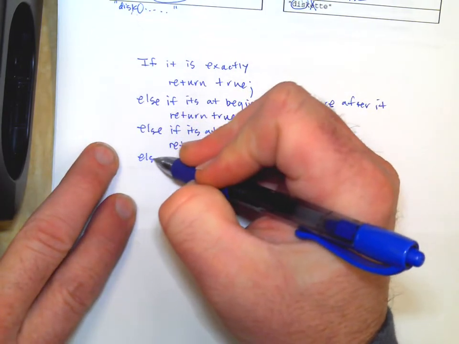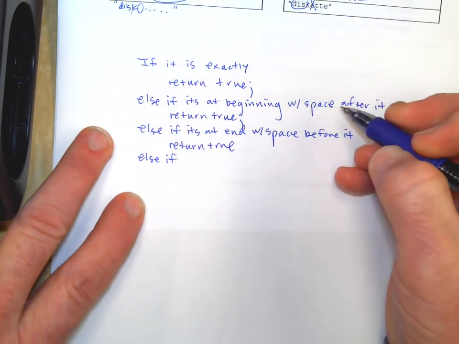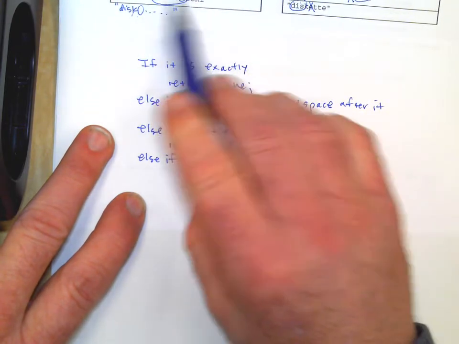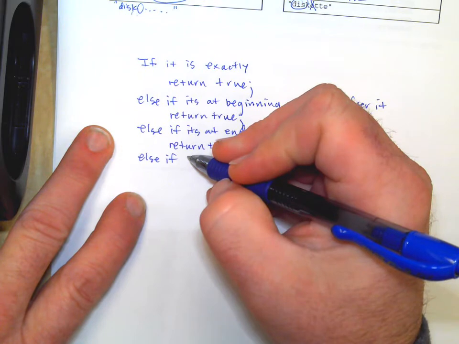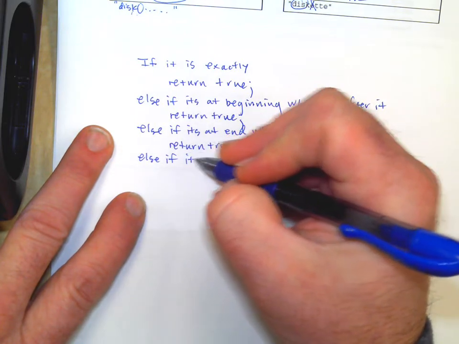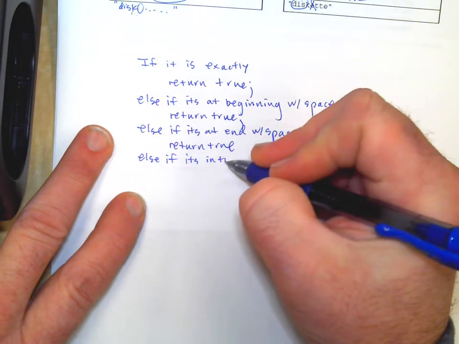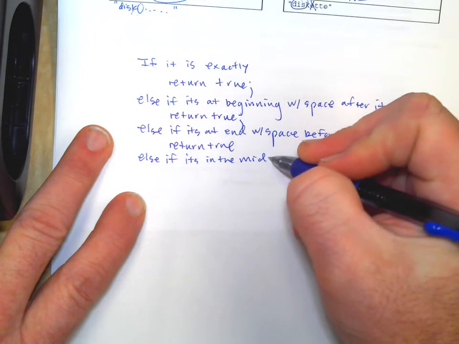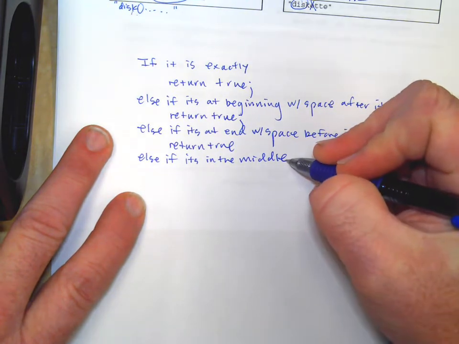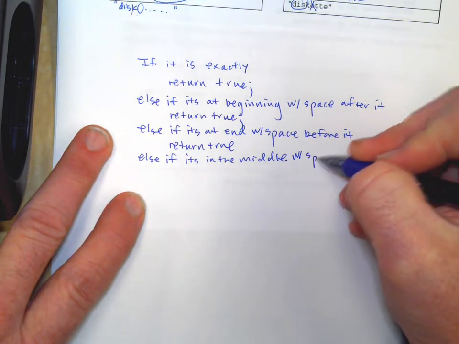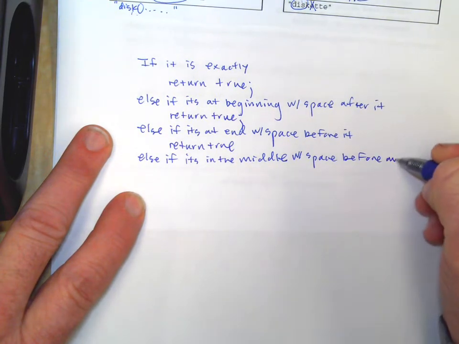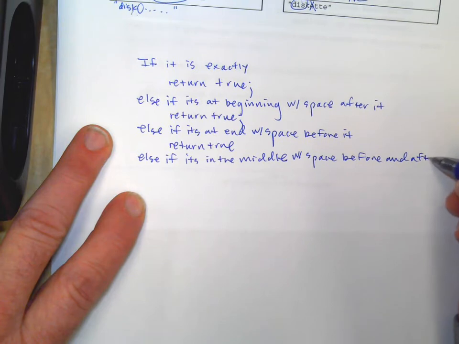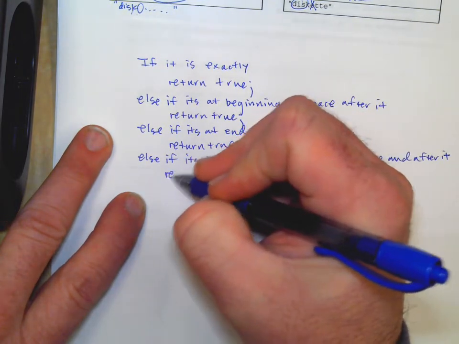Else, if there's another good case? What's another good case? It's in the middle somewhere, not at the beginning or end, and it has a space before and after it. If it's in the middle with a space before and after it, that's good. Return true.